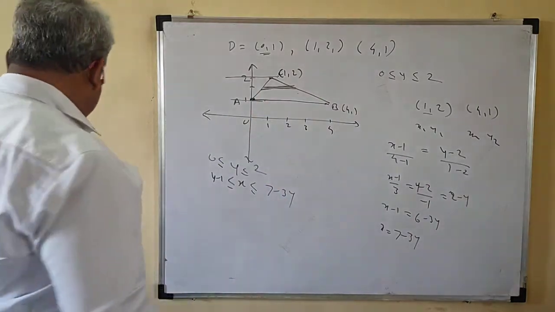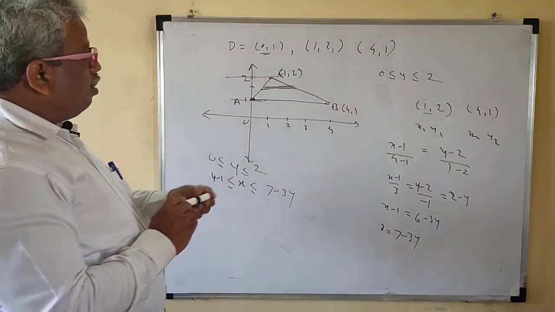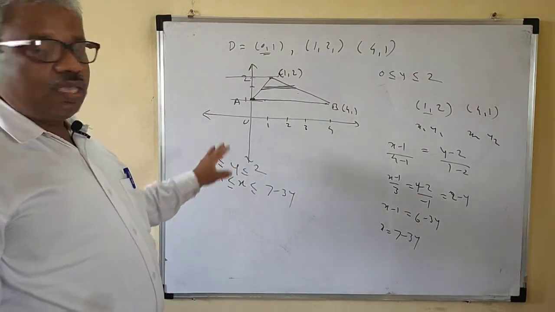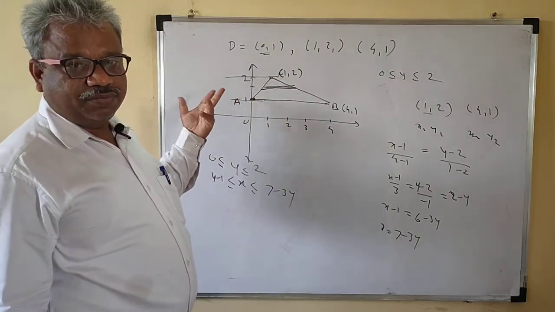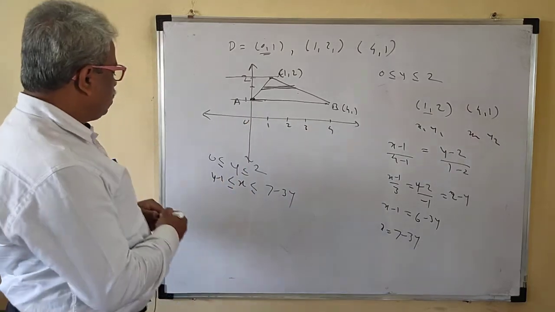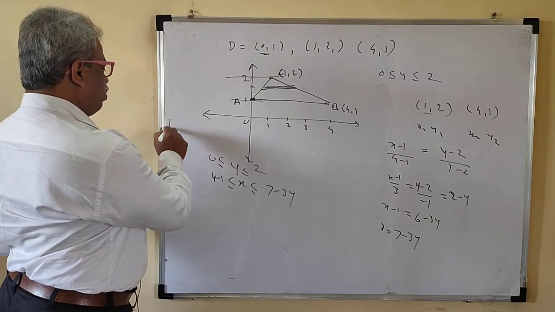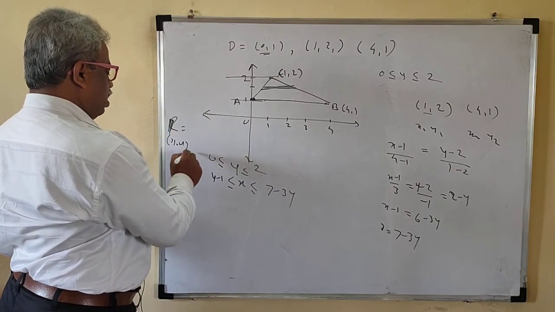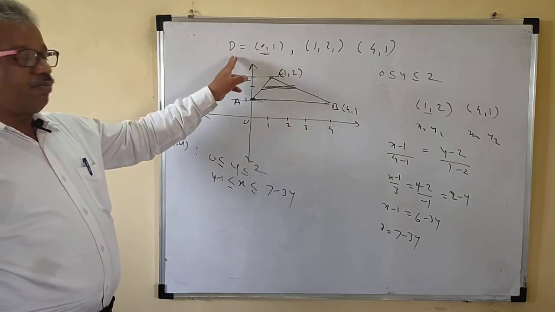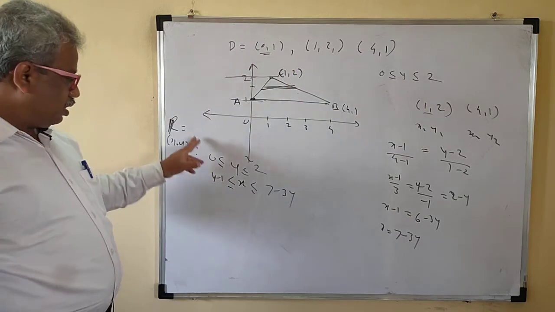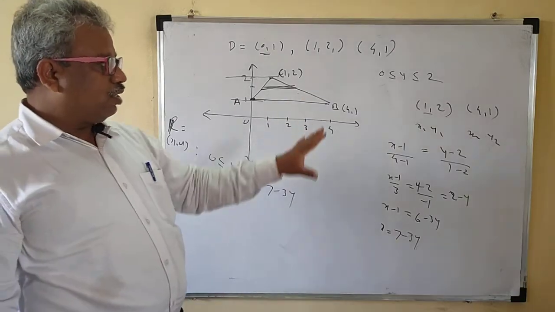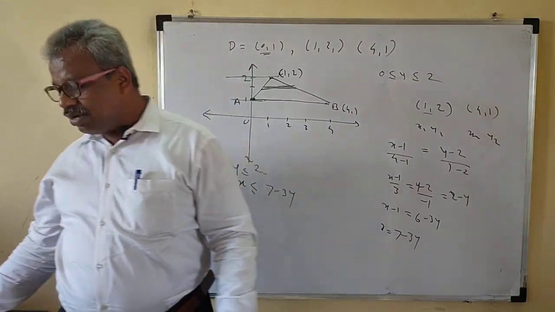In this way you can identify your region if the vertices of the triangle or the quadrilateral are given to you. If the quadrilateral is given, there is no problem. This is your R, the set of (x, y) such that it is like this. If your region is the triangle with these vertices, then y lies between this and x lies between this. I hope that you understand this one.